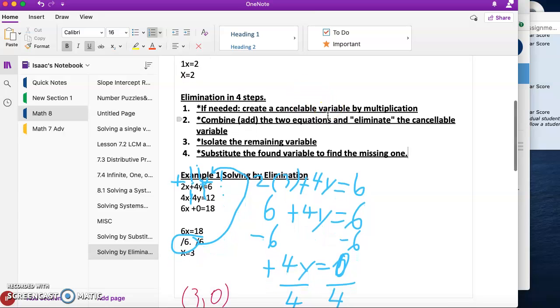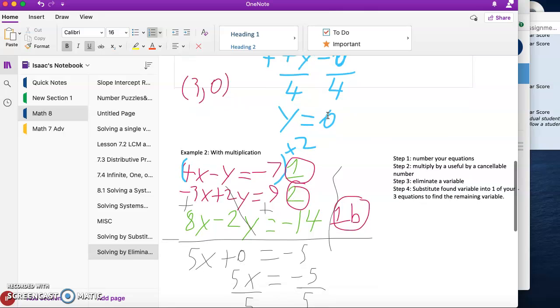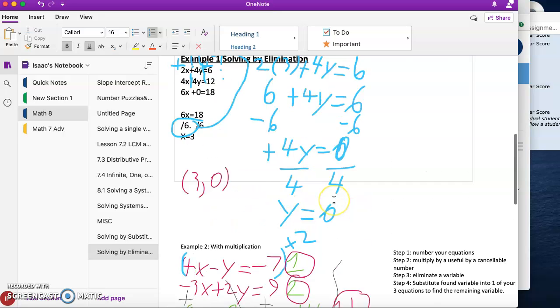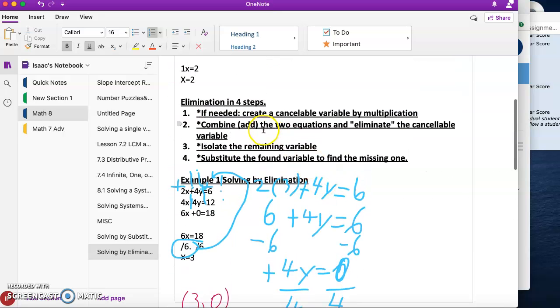So that, if needed, create a cancelable variable by multiplication. That's what we did when we turned this equation 1 into equation 1b by multiplying it times 2. Combining them together, that's where we just said, okay, we're going to add the whole thing together from both equations. And that allowed us in the first example to eliminate 4y.